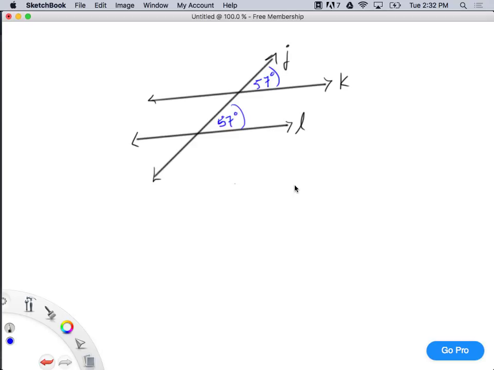Well, what do I know about line K and line L? And how do I know that? The converse of the corresponding angles postulate. These two angles are congruent. These two corresponding angles are congruent. Therefore, I know those lines are parallel. How do I know those lines are parallel? Because of the converse of the corresponding angles postulate. Does that make sense? You understand what we're showing here?